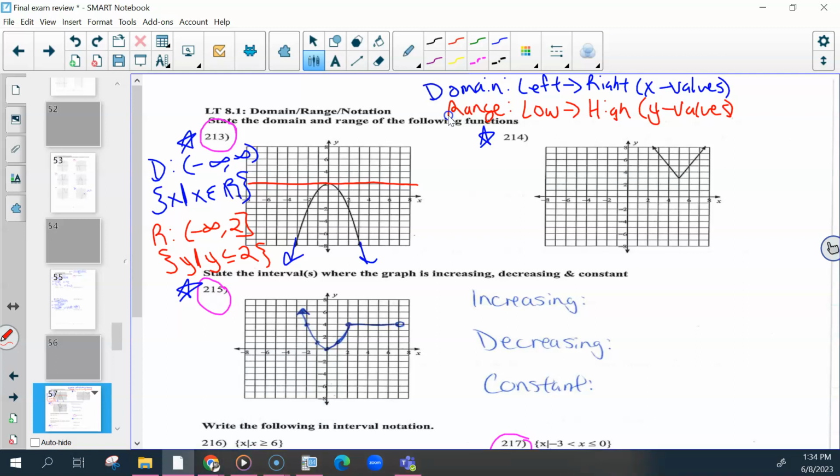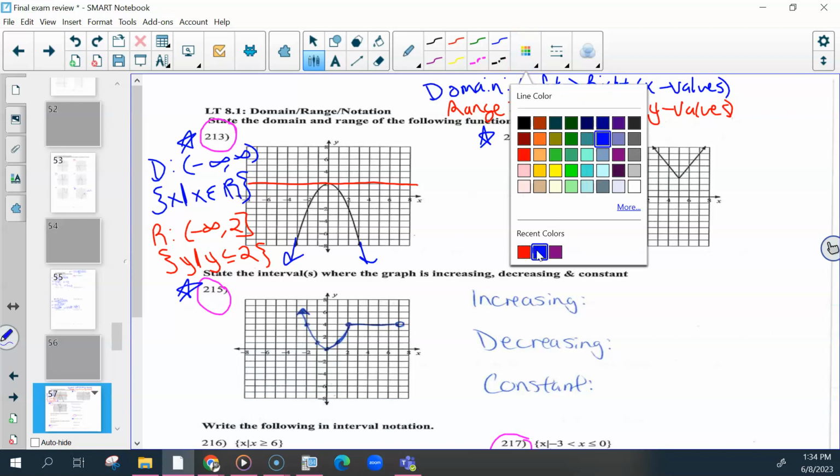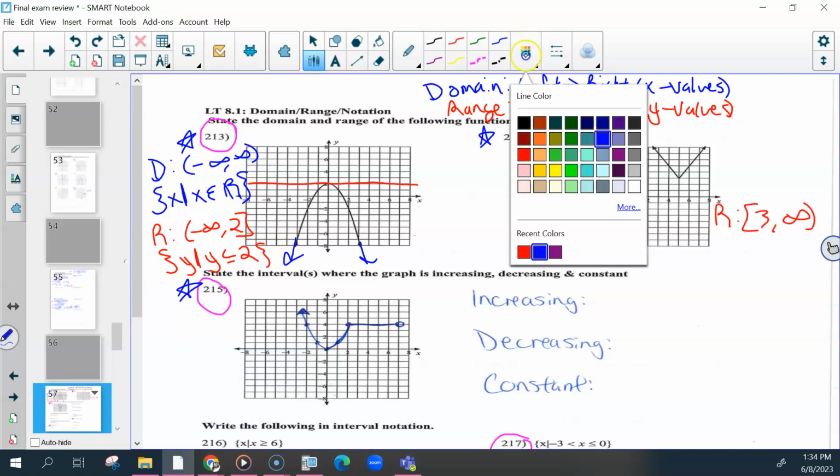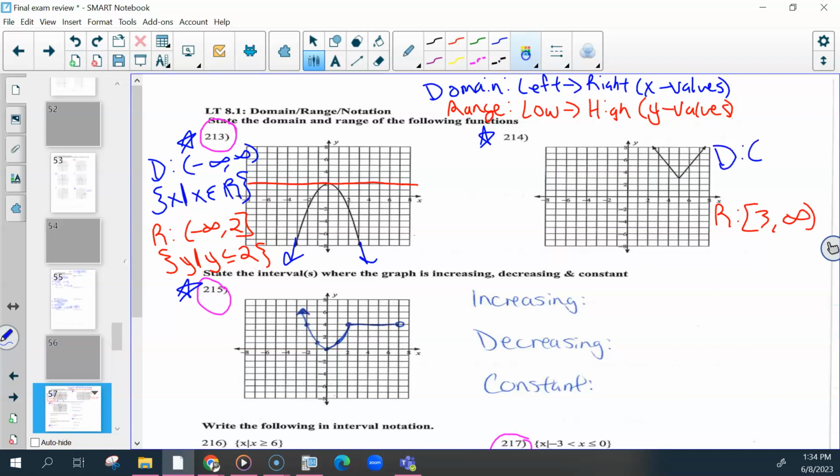So then what would the domain of 214 be? Three to positive infinity. Your domain, not your range. Your range is negative infinity to positive infinity. So I'm just going to write it in interval notation. If you want to write it as set builder, you can also do that. So look out for arrows or endpoints.